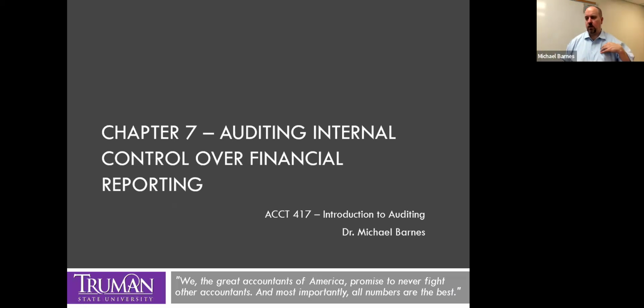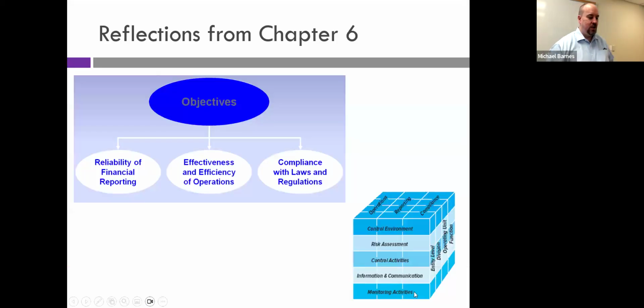So today I won't say we're concluding, but we're continuing our discussion of controls. Specifically, we're going to be talking about controls as they relate to internal controls over financial reporting. Now, recall from when we talked about controls in general last week, we have 3 general objectives of the COSO framework, which is reliability of financial reporting, effectiveness and efficiency of operations, and compliance with laws and regulations.